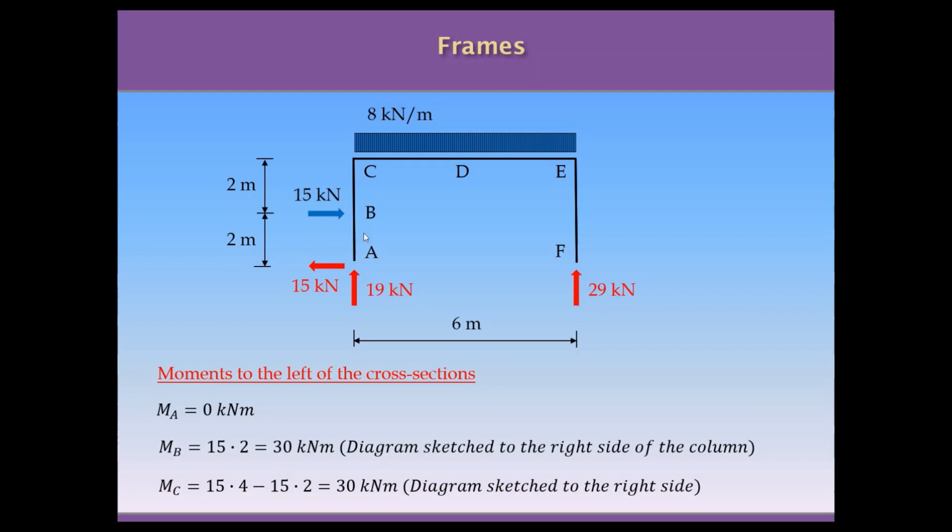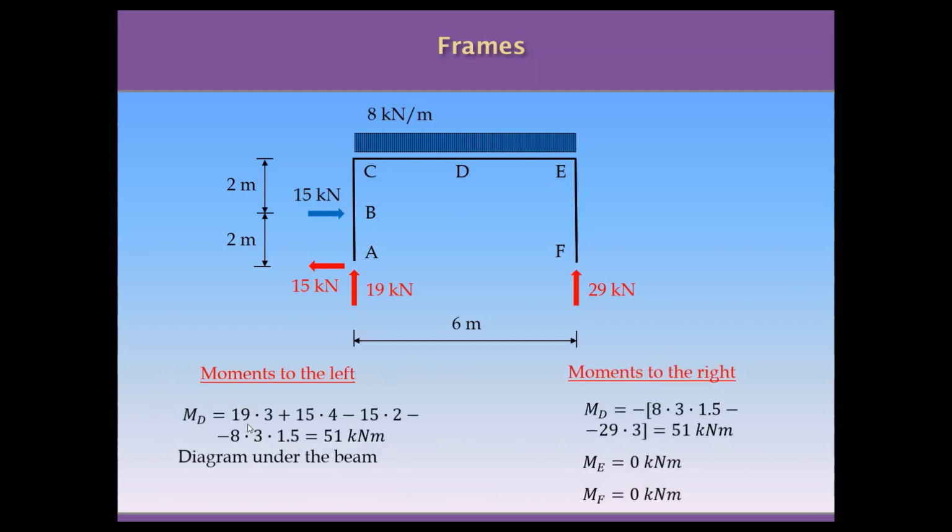And in the diagram, of course, we are going to follow the same convention as for beams. So if the positive moments are the moments under a beam, for this column, by continuity, the positive moment will be to the right. So the moment at point C is going to be 15 kilonewtons times 4 minus 15 times 2, which is 30 kilonewton meters.